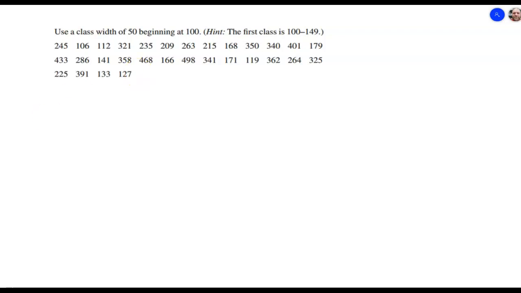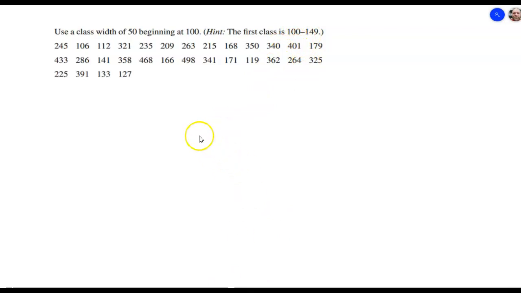The first thing that we want to do is decide on our class width. And here it gives it for us. That's a class width of 50. And they're saying here, go ahead and start with the first class being 100 to 149.